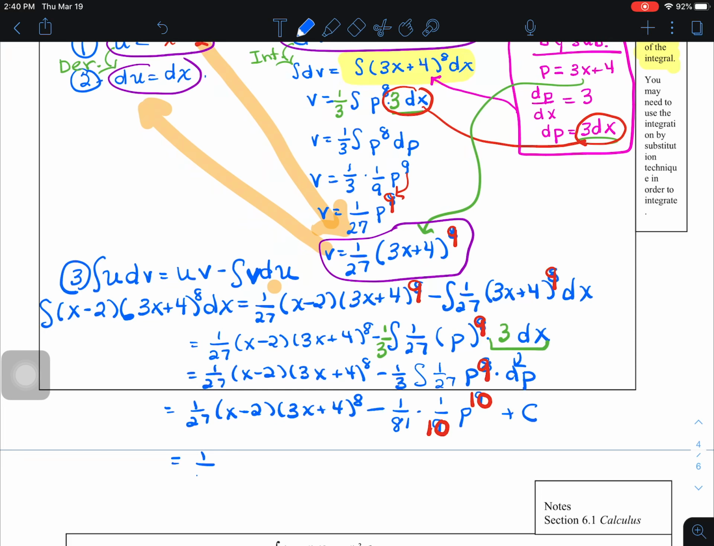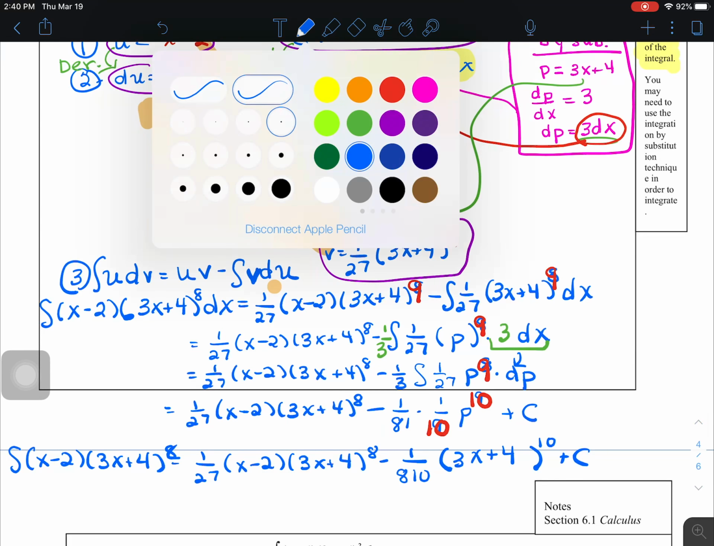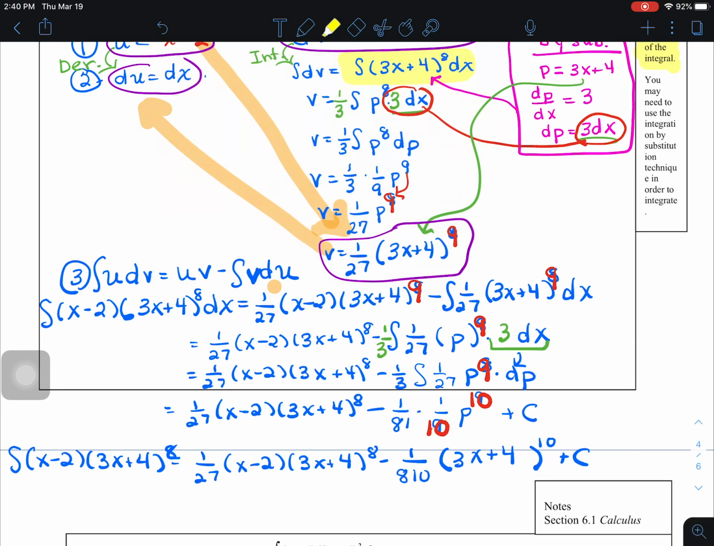Okay, and I'm going to make this my last step here. So I'm going to do 2 things at once here. I'm copying all this down here. My fraction is going to be 1/810. I'm going to take out the p. You're looking right up here. This is where you're going to put in 3x plus 4 back in place for that. And I'm going to label this as the original problem over here on this side. And this is what we're saying then the answer is to this.